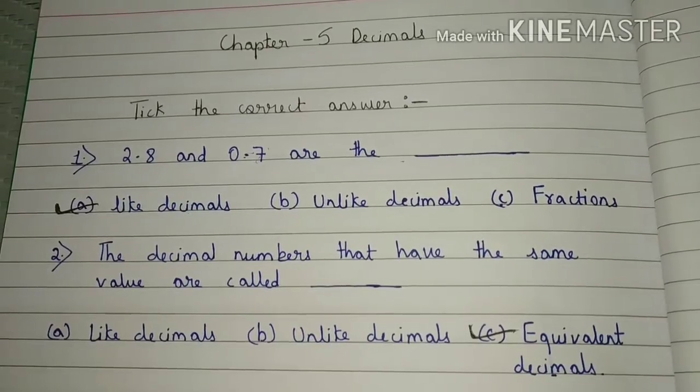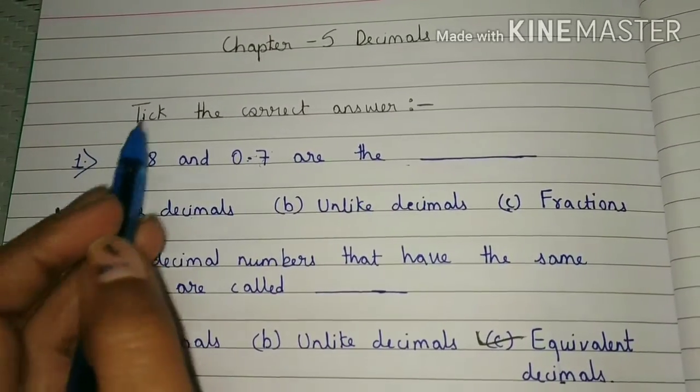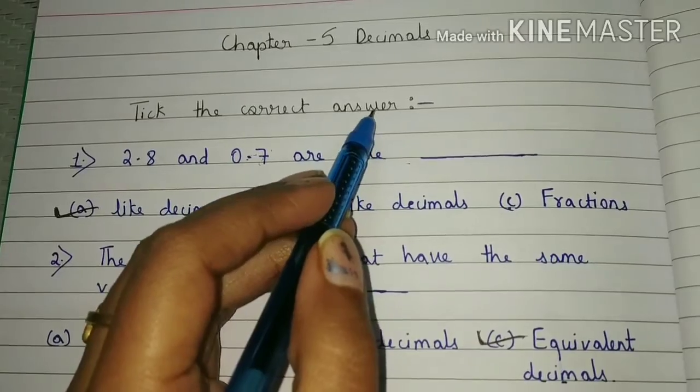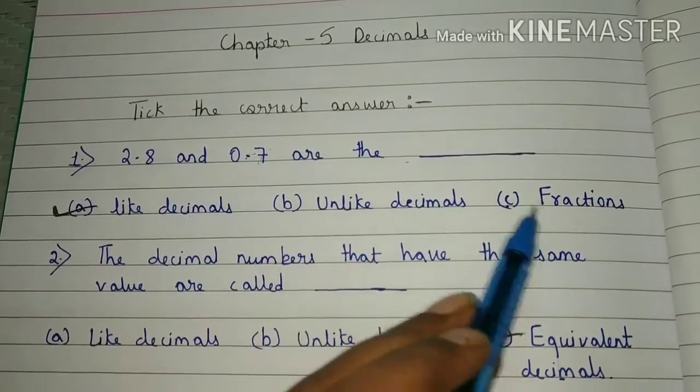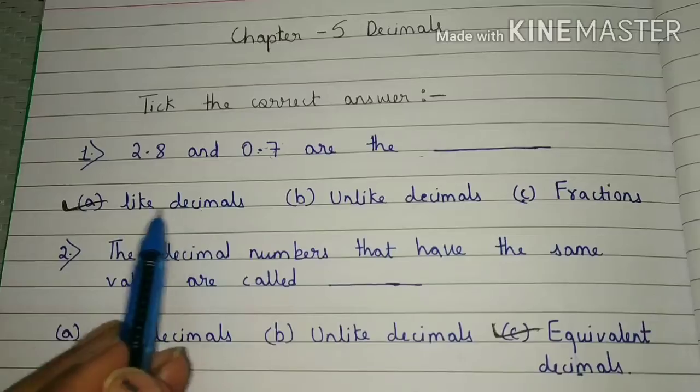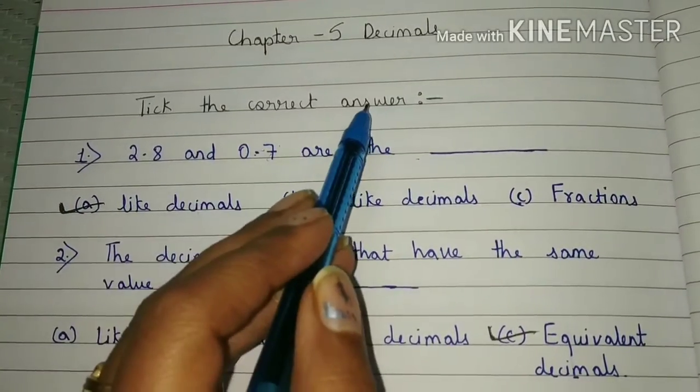Yesterday we studied fill in the blanks and true and false based on chapter 5, that is decimal. Students, today we will study tick the correct answer and match the following based on chapter 5, that is decimal. Now students, let's start your maths class. Today we will study tick the correct answer. In this question, 3 options are given to you and you have to tick the correct answer.